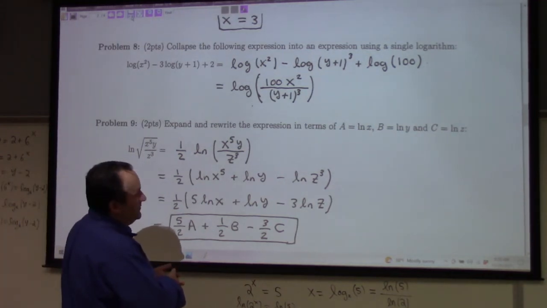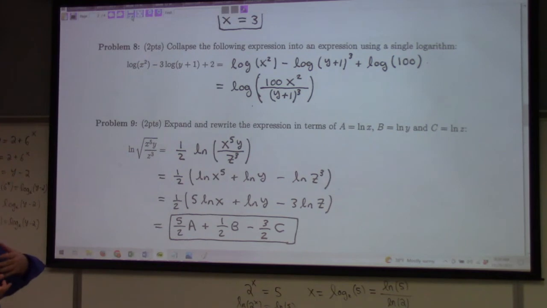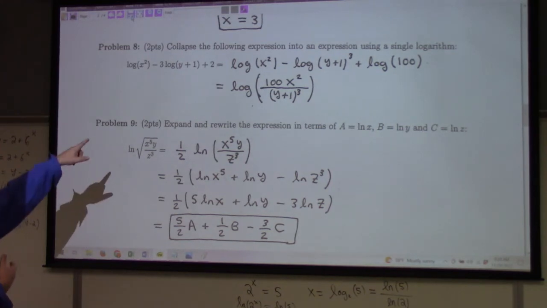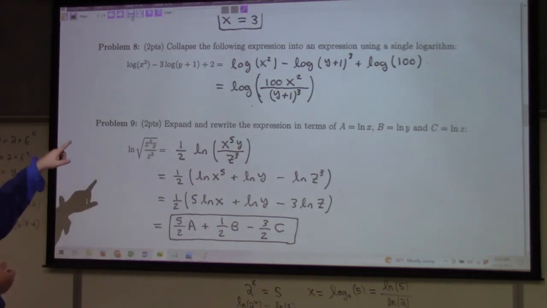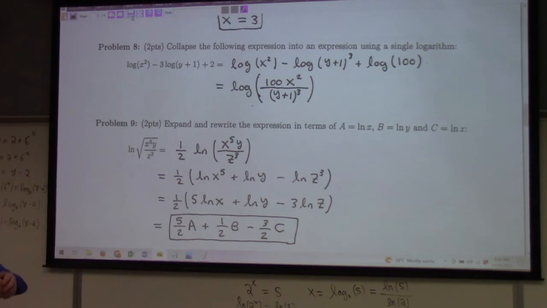But 2 is log of 100, right? Because log of 100 is log of 10 to the 2, and log of 10 to the 2 is 2. So if I had a 3 there, what would I have put? Not plus log of 100, but log of 1,000, right? If I had minus 2, it would have been log of 1 over 100, okay? Anyway, then I put them together, I get log of 100 times x squared divided by (y plus 1) cubed. Any questions about that one?